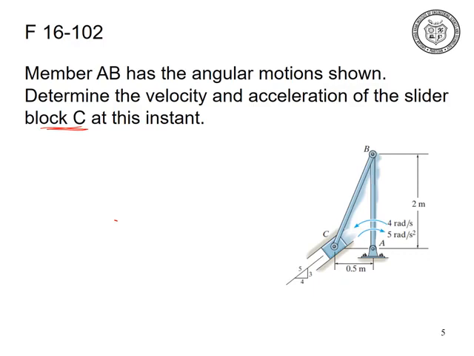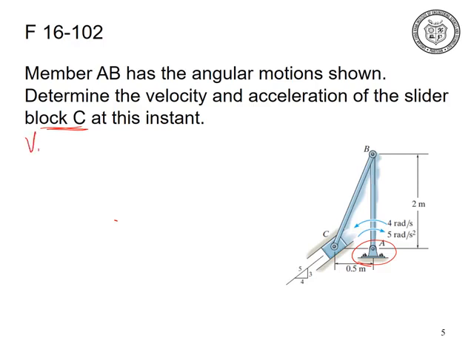So you have to find out the velocity and acceleration of the particle C. Always start the analysis from the member that has a particle or a side that is fixed. In this case, A is fixed. So we can start from the member AB. First, we have to write the velocity equation for the member AB.